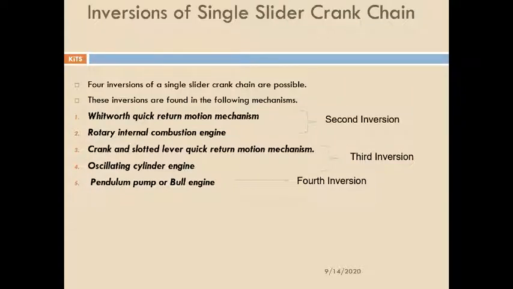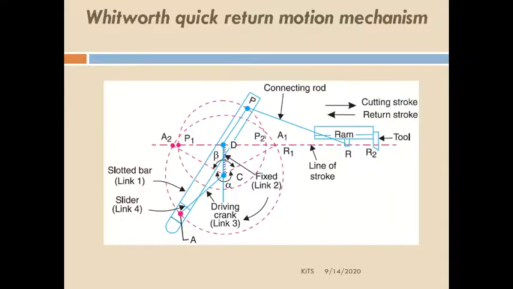Crank and slotted lever quick return mechanism and oscillating cylinder. These two mechanisms are called the third inversion. Pendulum pump or Bull engine is called the fourth inversion. So these are a few examples of inversions of the single slider crank chain mechanism. First, let us see the Whitworth quick return mechanism.